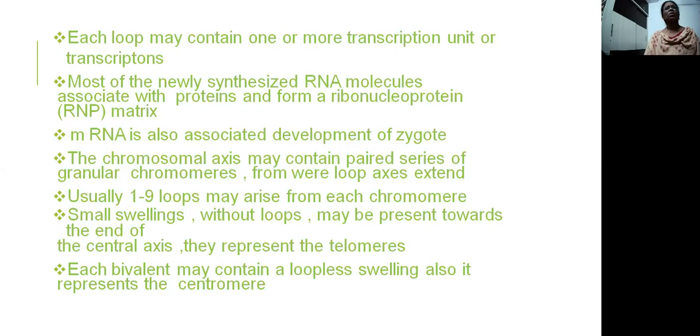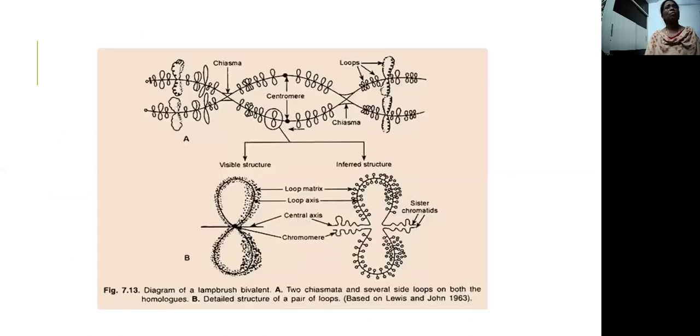Some swellings without loops may be present towards the end of the central axis. They represent the telomeres. Each bivalent may contain a loopless swelling also. It represents the centromere. So this is the structure of Lampbrush chromosomes.